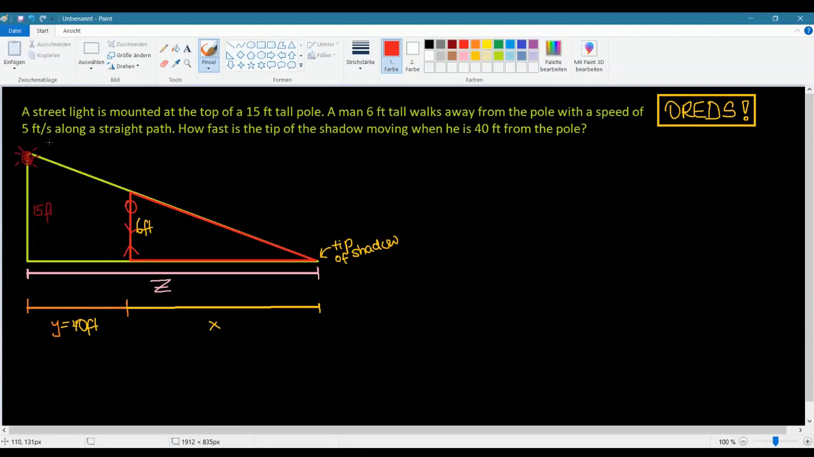Well, we know one more thing. We know that he's walking away at a rate of 5 feet per second. He's walking away at 5 feet per second, and that's from here to here. So that is the change in y over the change in time, which means that we know that dy by dt is 5 feet per second. And we say that like this, it's like the derivative sign. So we know that, and that's going to matter. We're going to need that for our equation later.